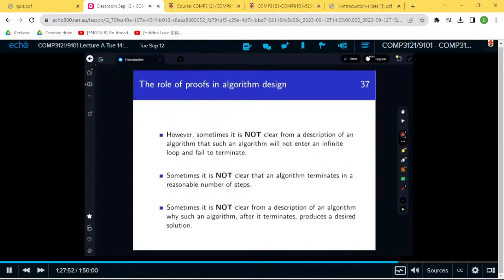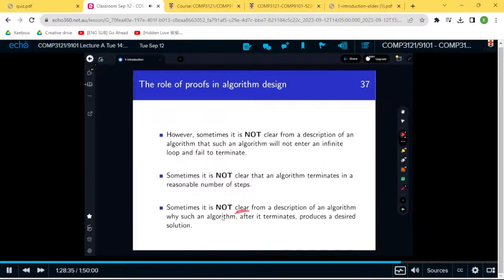Sometimes it's not even clear that the algorithm terminates. Sometimes it's not obvious that there's no infinite loop. So we might need to show that our algorithm does make some progress, and it terminates in a polynomial number of steps. Sometimes the obvious upper bound for the running time is exponential, and we want to show it's polynomial or linear or something like this. And sometimes it's not clear that it produces the correct result.